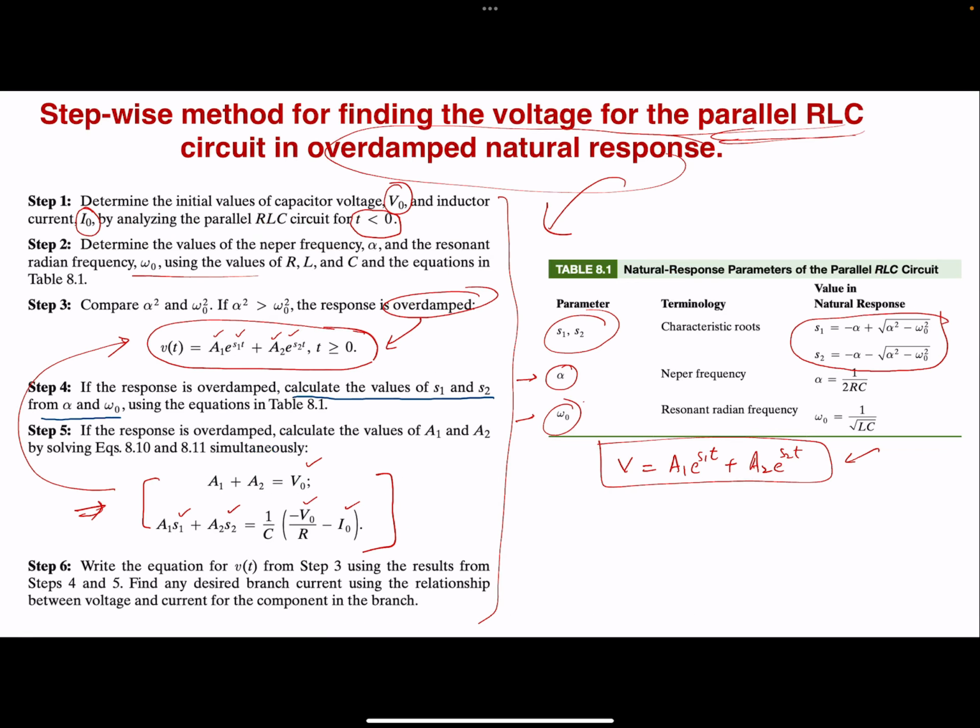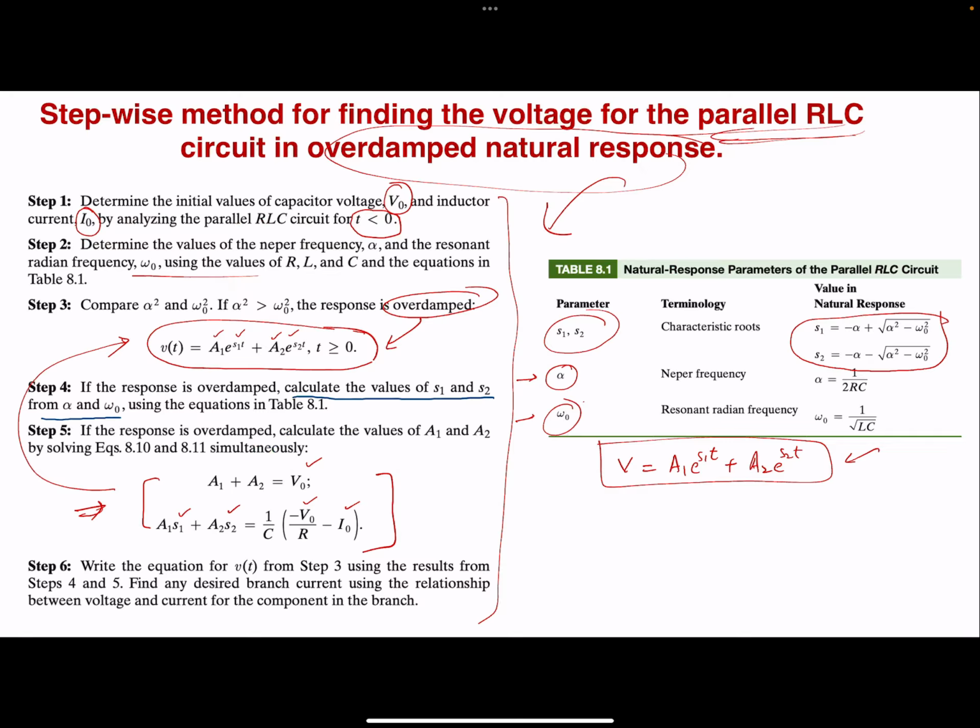And we came up with literally a summary of the entire thing that we talked about. If you know this slide, you can do most of the circuit problems. Other than the derivations for that, you need to understand the concepts. Okay, if we were to solve any parallel RLC circuit with an overdamped natural response, this is what we really need to do.